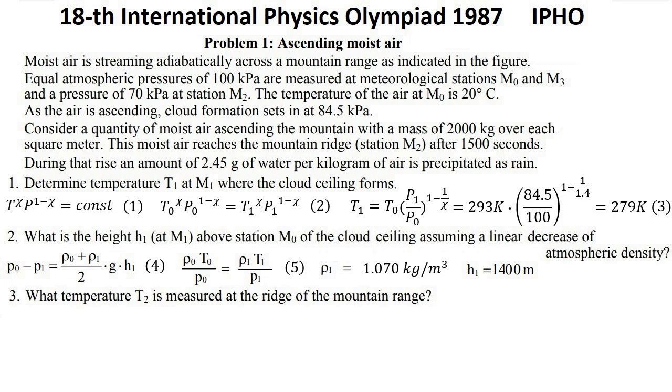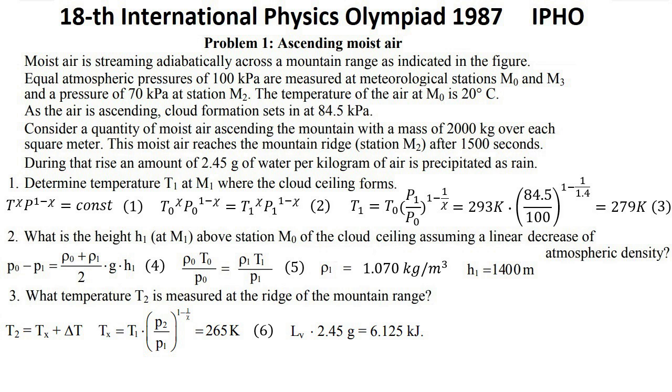Question 3. What temperature T2 is measured at the ridge of the mountain range? Solution to question 3. The temperature difference when the air is ascending from the cloud ceiling to the mountain ridge is caused by two processes: adiabatic cooling to temperature Tx and heating by delta T by condensation. As for the answer to question 1, we have Formula 6, Tx equals 265 Kelvin.